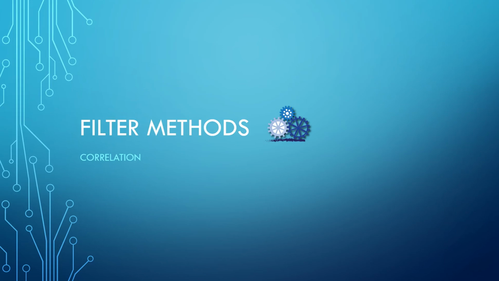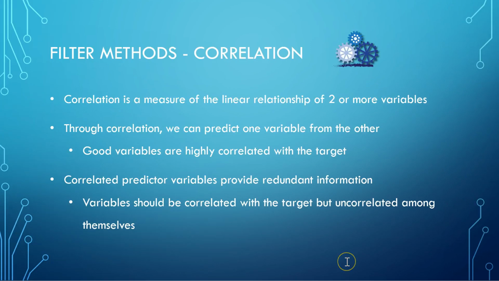Welcome to a new section on filter methods. In this section, I will cover a widely used method of feature selection, which is correlation. Correlation is a measure of the linear association between two or more variables. The higher the correlation, the more linearly associated the variables are.